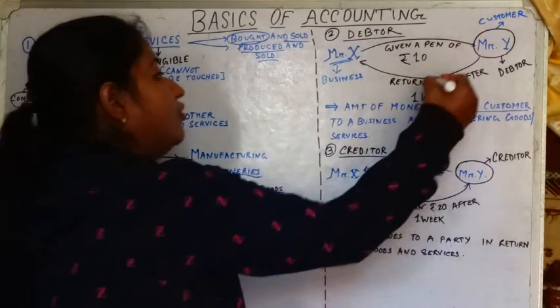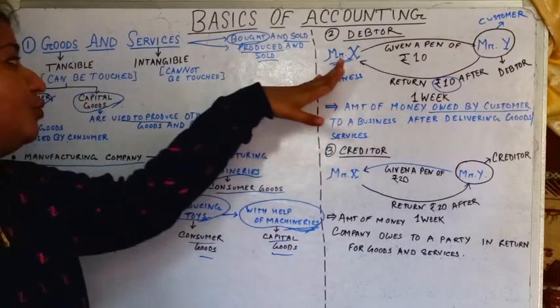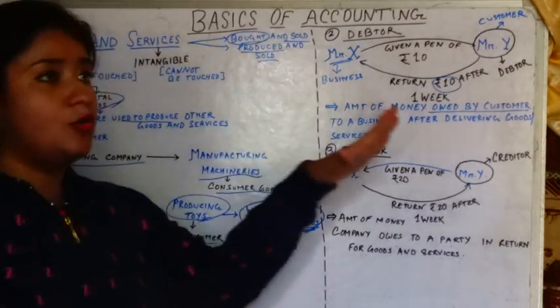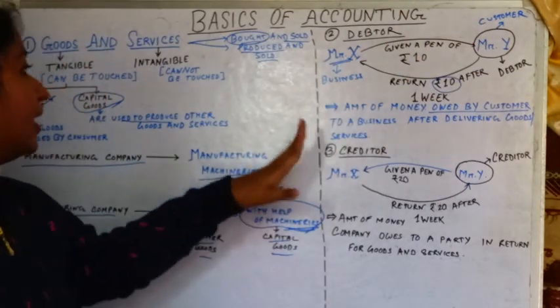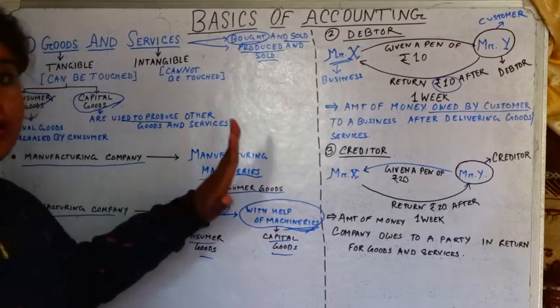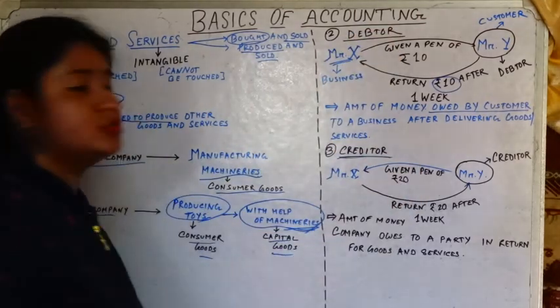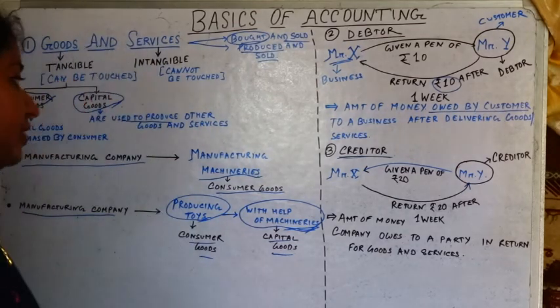Okay, so 10 rupees Mr. Y has to give to Mr. X after a certain period of time. For now, Mr. Y became the debtor of Mr. X. Okay, nothing tough in this. Next comes the concept of creditor. So, who is the creditor? Just take it the opposite way.